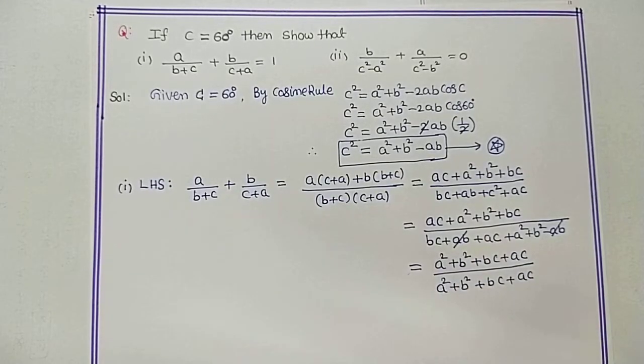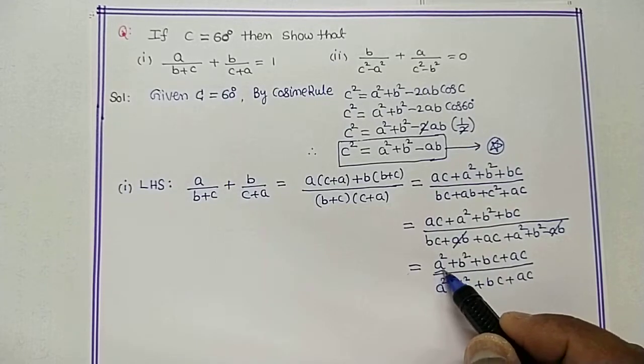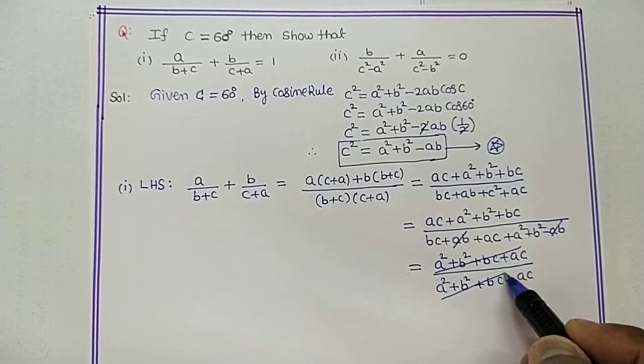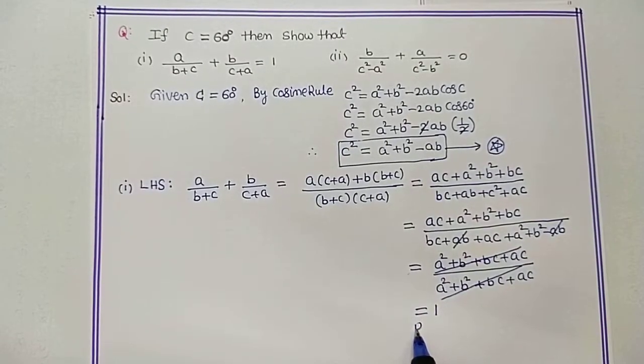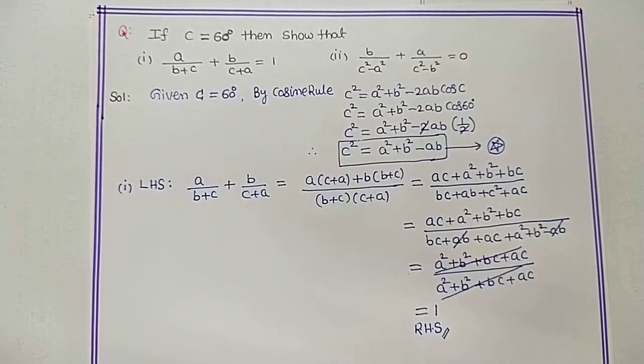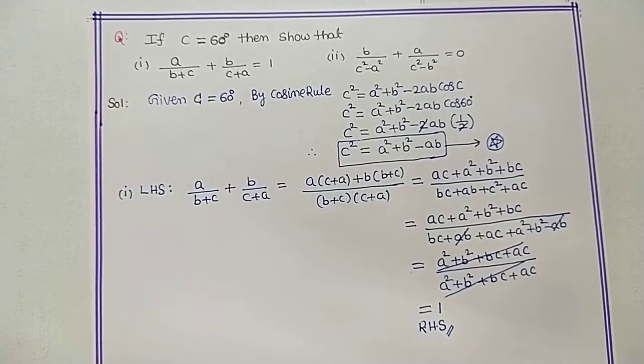We observe that both numerator and denominator are the same, no? So you can cancel them completely, numerator and denominator, which is equal to 1, which is the required RHS. Hence proved. We will move to the next question in this.